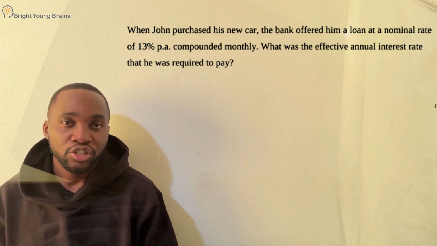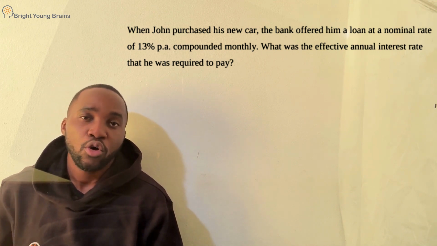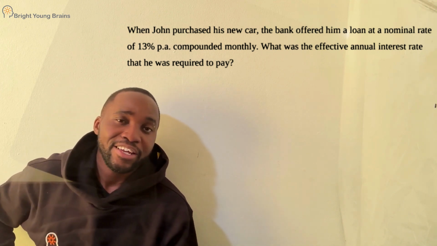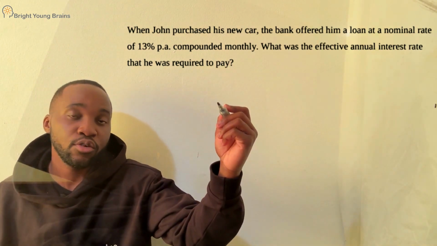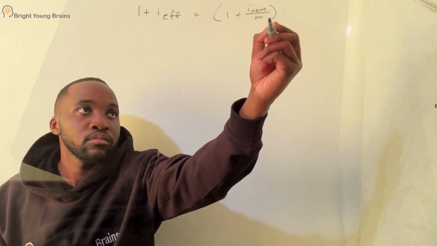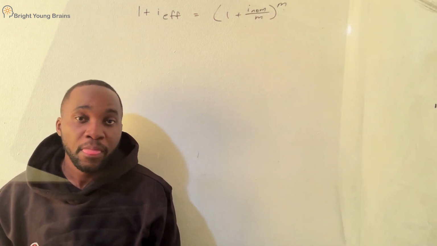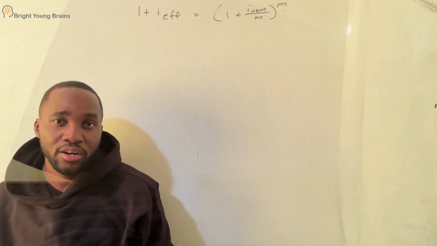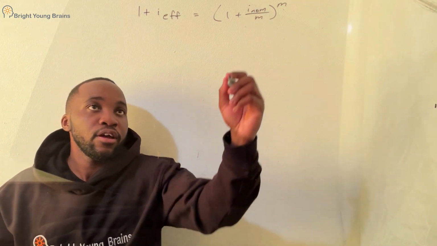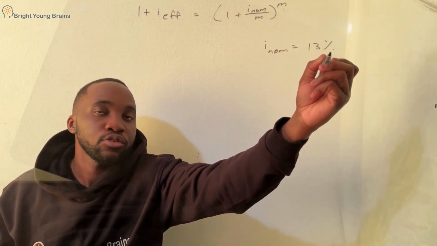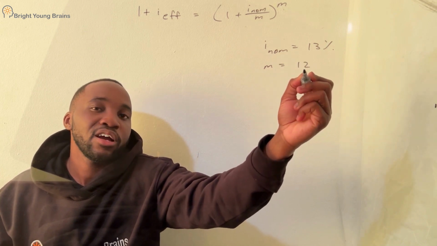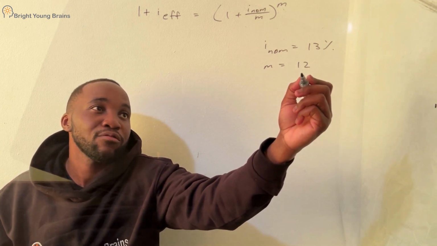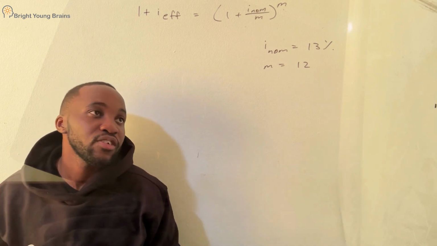So this kind of question literally just needs you to make use of the effective rate interest formula. So this is what the effective rate interest formula looks like. There we go. So with an equation like this one, we know that our value for i_nom is equal to 13%. And then our value for m, because it's compounded monthly, has to be equal to 12. So we're literally just going to throw these values into our calculator.